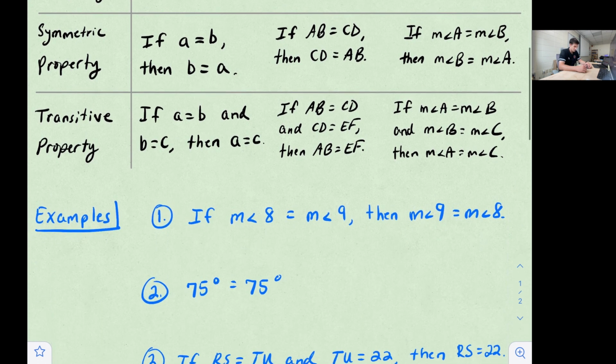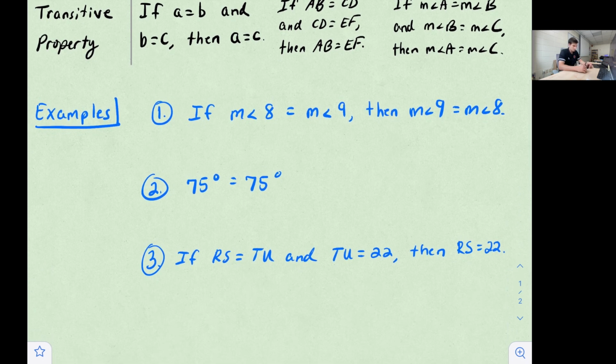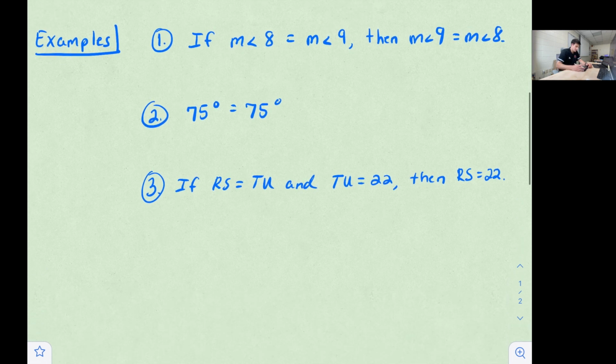So let's look at three examples and let's see if we can decide which property is being explained in each of these three, okay? So example number 1 says if the measure of angle 8 equals the measure of angle 9, then the measure of angle 9 is equal to the measure of angle 8. So you see how that one is kind of a reflection there. So this would be the symmetric property.